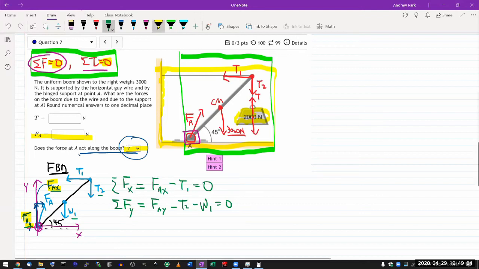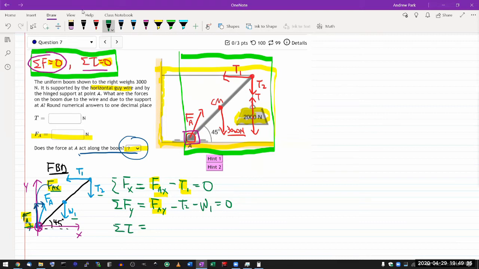If you are staring at these equations, as I was, then after a bit of staring you realize it's not enough equations. I have two unknowns here, and T1 is not given. It says it's supported by a horizontal guy wire, but it doesn't give you the tension. So I need one more equation. That's where I need the net torque condition, where I don't have to worry about the hinge force anymore.